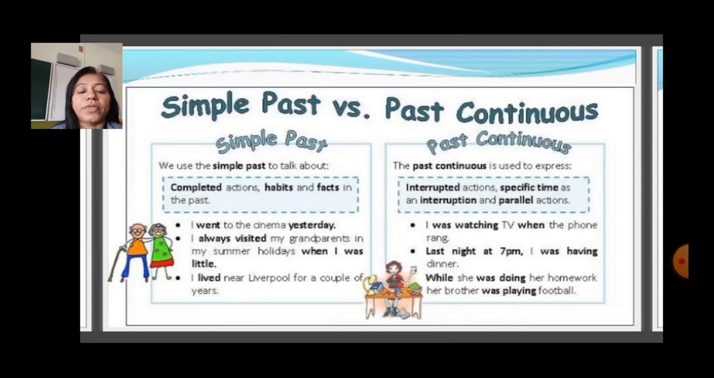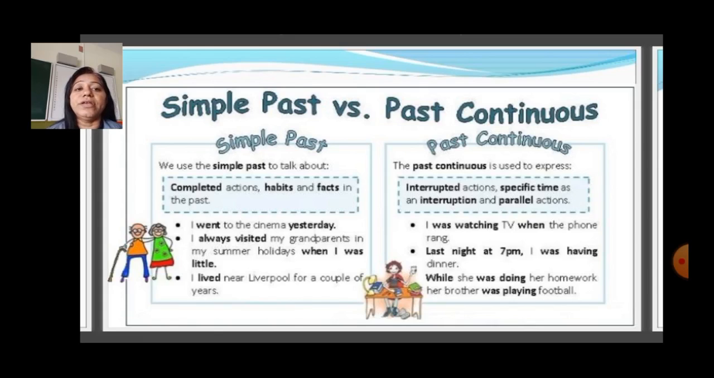Now, let's see the difference between simple past tense and past continuous tense. We use simple past tense to talk about completed actions, habits, and facts in the past. For example, I went to the cinema yesterday. I always visited my grandparents in my summer holidays when I was little.